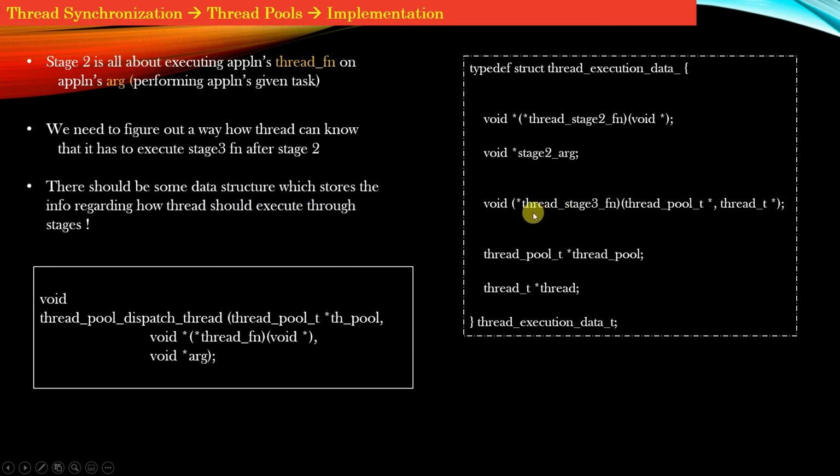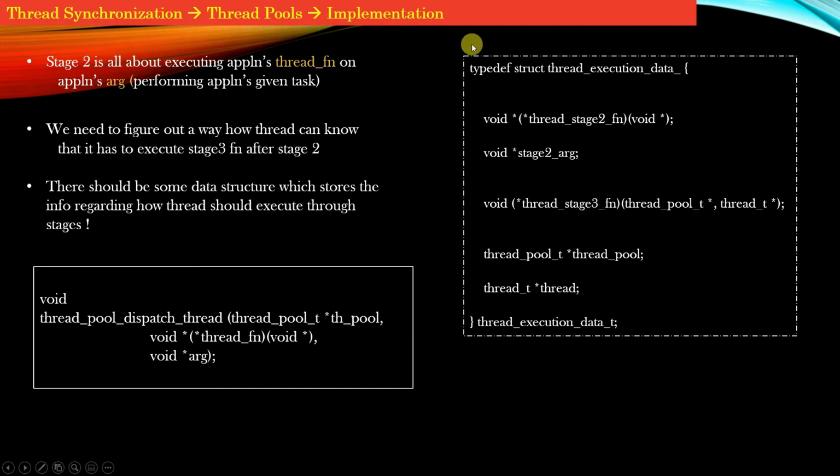So you can see that this is a pointer to the function which represents the stage 3 work, and this function we have already implemented as a part of helper APIs, right? And if you notice, this function accepted two arguments, the pointer to the thread pool and the thread which needs to be parked into the thread pool, right? So the remaining two members of this data structure hold the addresses to the thread pool and the thread which would be supplied as an argument to this thread stage 3 function, right?